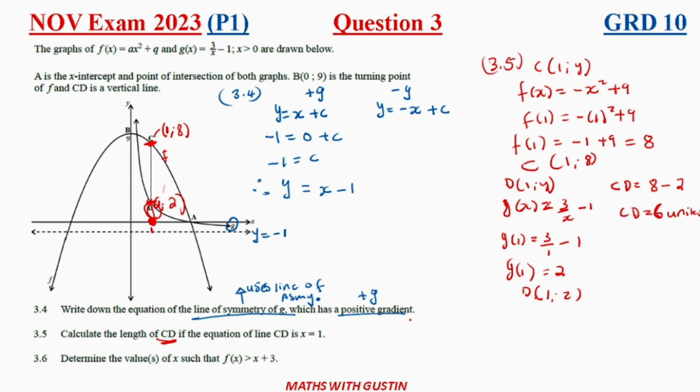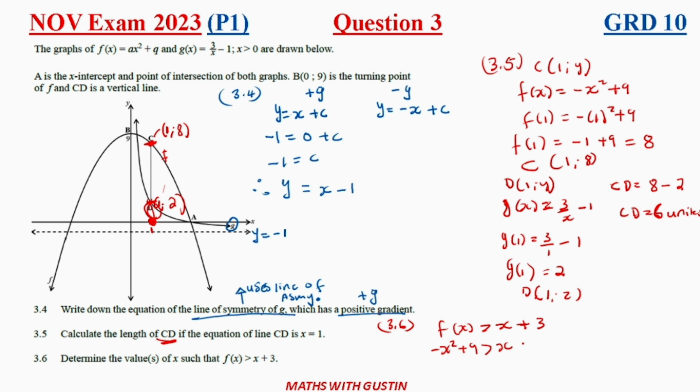So now let's move on to 3.6. 3.6 says here, when f of x, like I said earlier, guys, on the previous question, if they give you a definition, please substitute your function the way it is. So they're saying here f of x, they give you f of x. What is f of x? F of x was given to us as negative x squared plus 9.